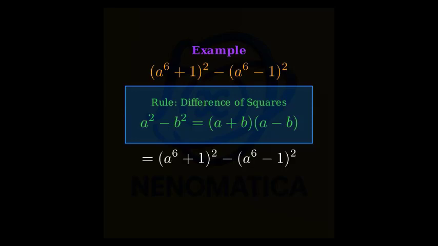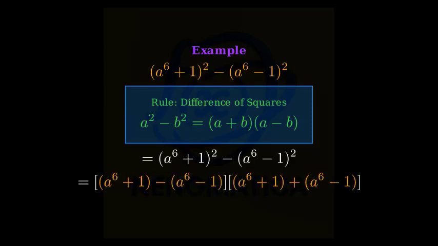For this step, we'll apply the difference of squares formula, which states that a squared minus b squared equals a plus b times a minus b. Let's identify the parts. We'll set a equal to a to the power 6 plus 1, and b equal to a to the power 6 minus 1. Applying the formula, we get the first bracket, a to the power 6 plus 1 minus a to the power 6 minus 1, and the second bracket, a to the power 6 plus 1 plus a to the power 6 minus 1.